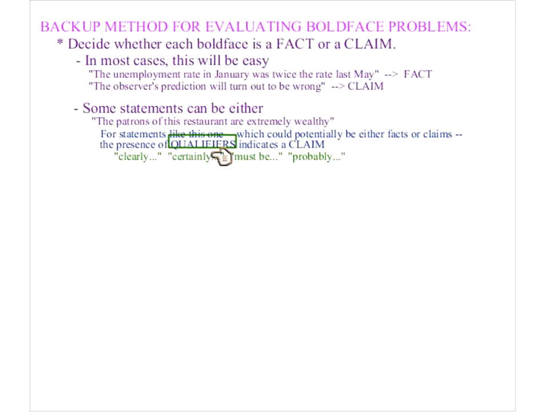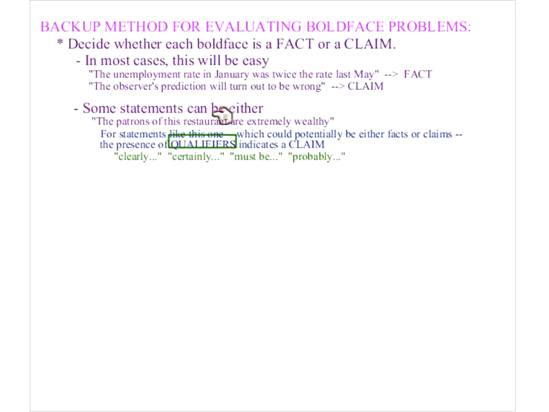Okay, sorry for that brief delay. Here's an example. If you go back up here, if you just say the patrons of this restaurant are extremely wealthy, that's probably a fact, because if you just declare that, then there must be some solid evidence for that. But if you have a passage that says the patrons of this restaurant must be extremely wealthy, that's a claim, because they're making that claim based on observations. If you say must be, that means you're seeing the cars they drive, or the food or wine they buy, and you're inferring that they must be wealthy.